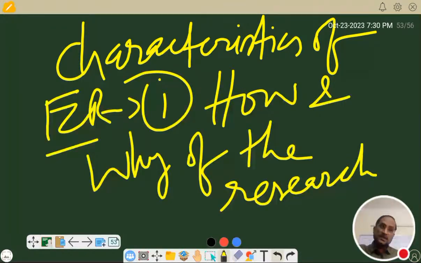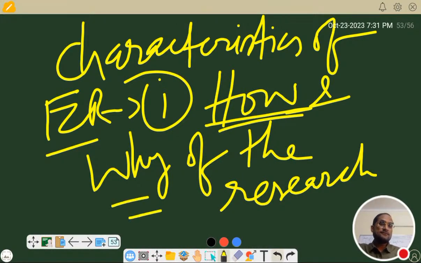How and why? What does it mean? How does the treatment affect the outcome, why the experimental group performed better with the inclusion of programmed learning in their education. What happened? That is evaluated here. How and why is the focus now, not what, when and where. First thing.